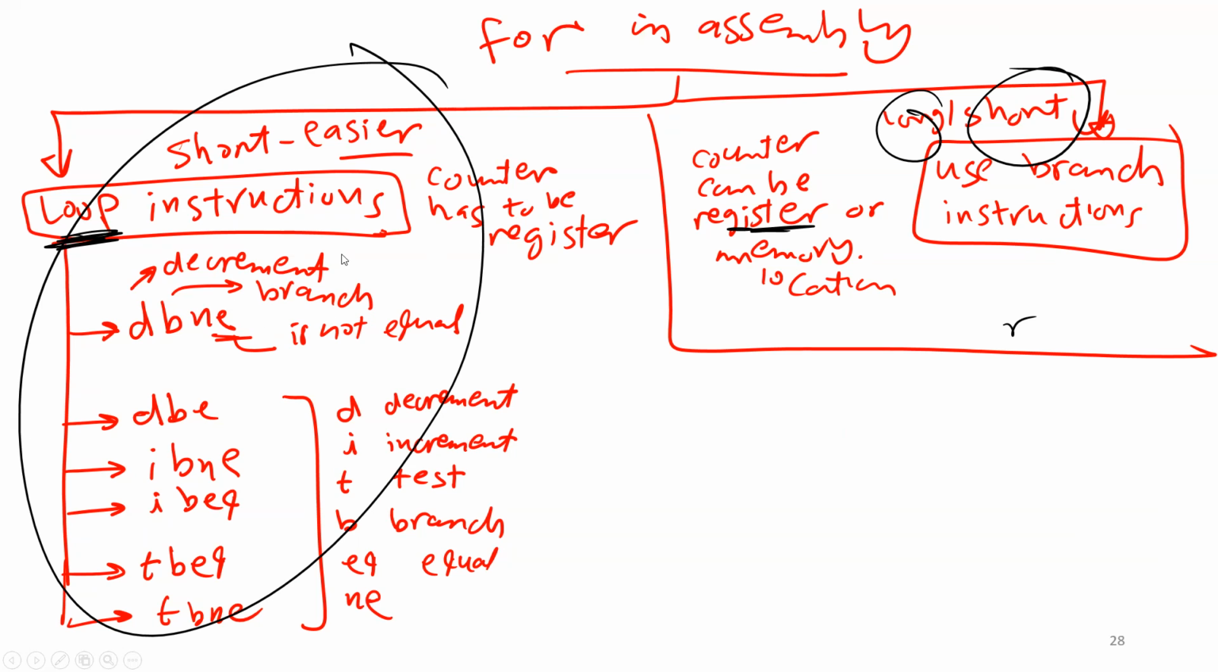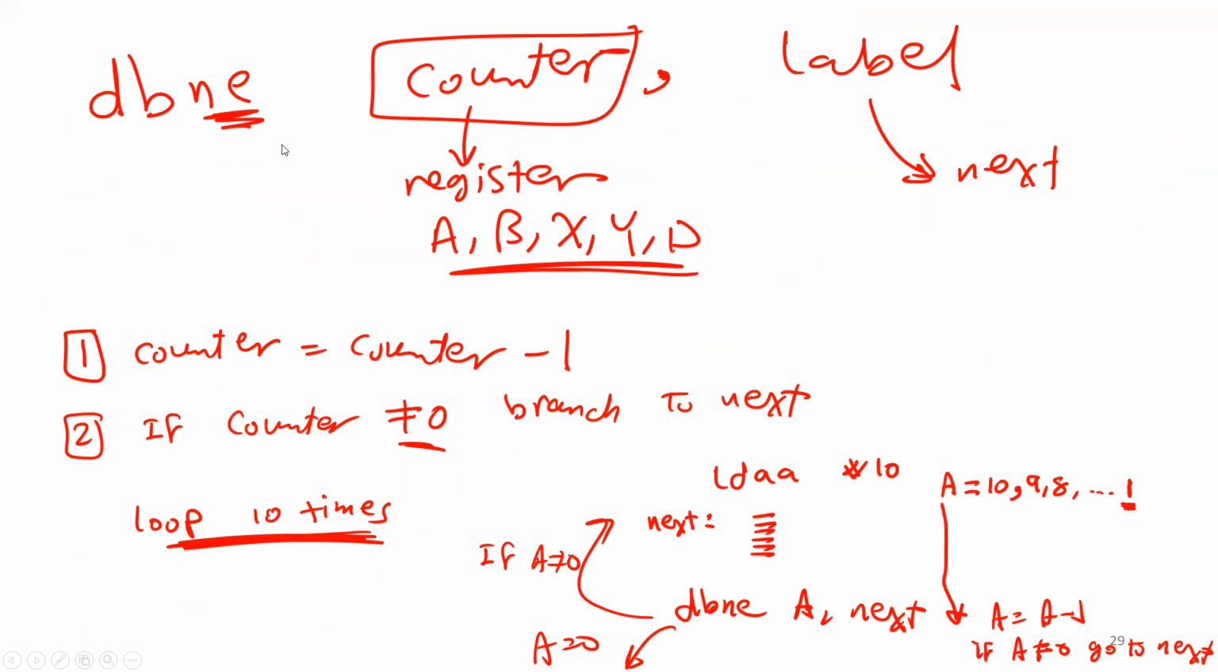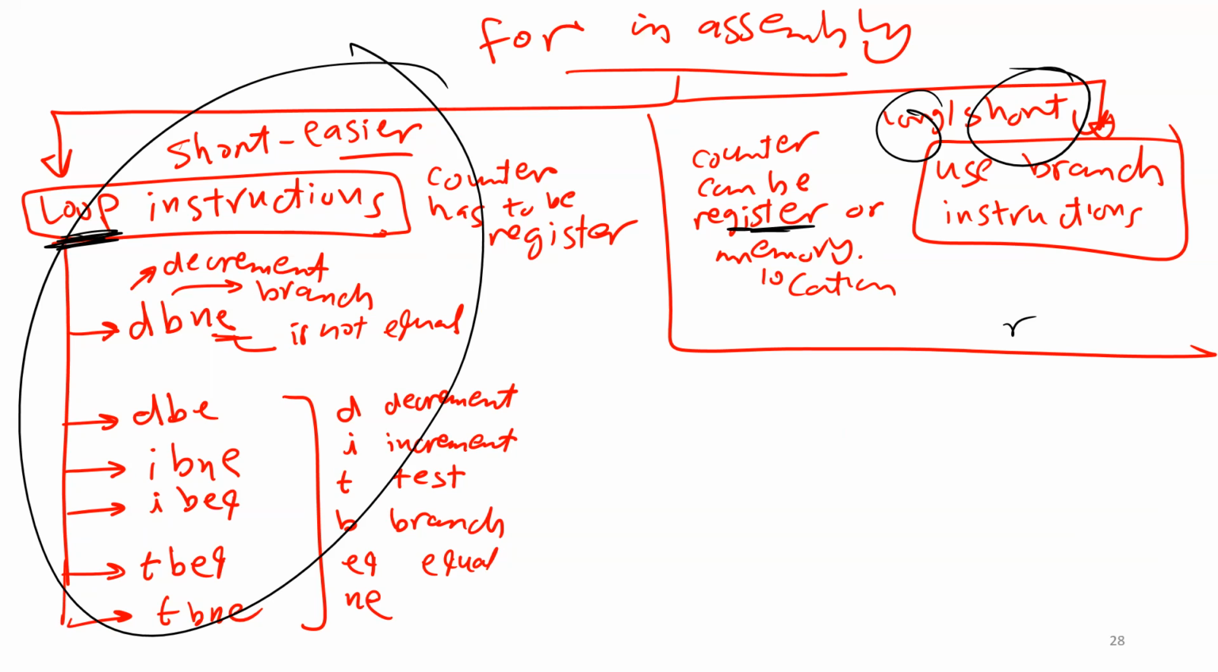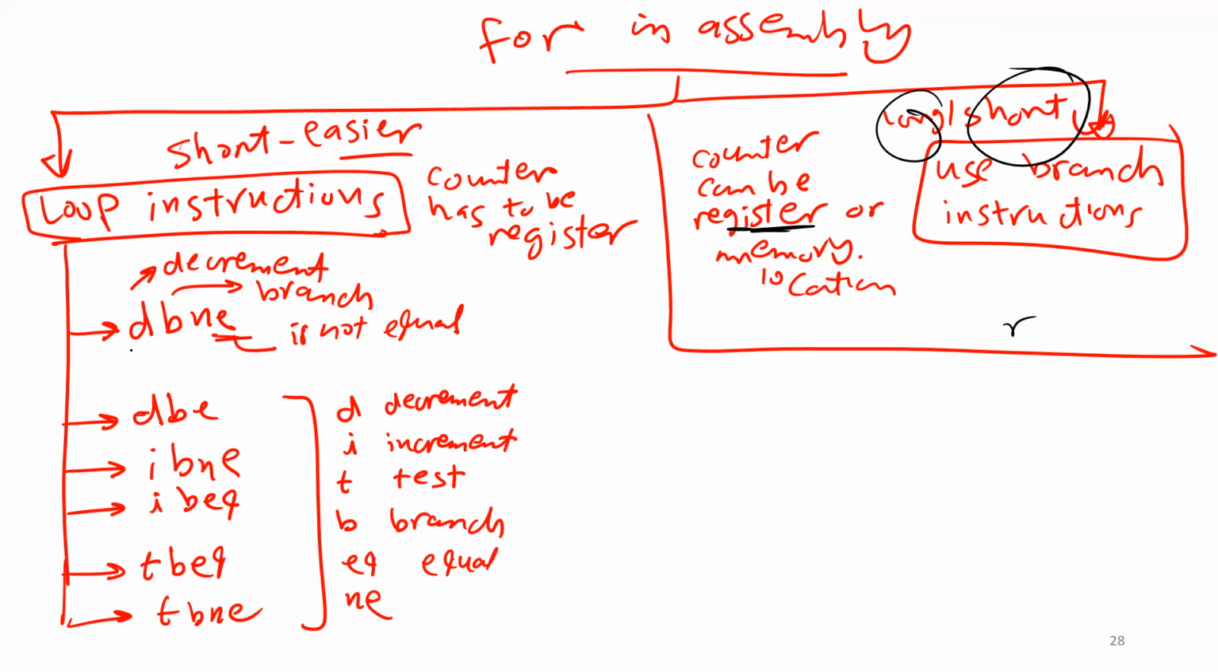But keep in mind these instructions are only used with registers as the counter. You cannot use a memory location as a counter. Also, this is short, it cannot be long. Okay, so let me explain how it works. For example, here, let's see. We have D, B, N, E. What does this mean? I'm going to tell you what it means.